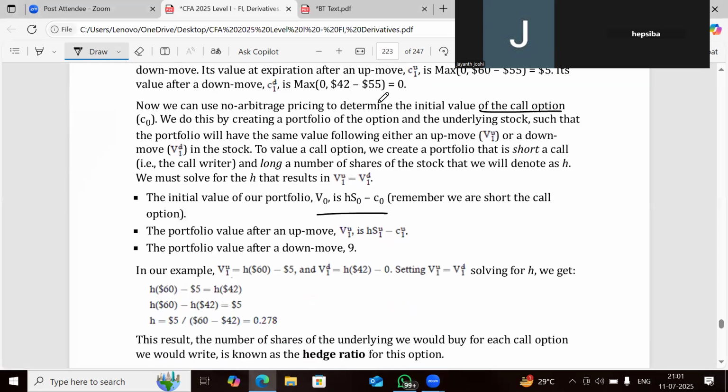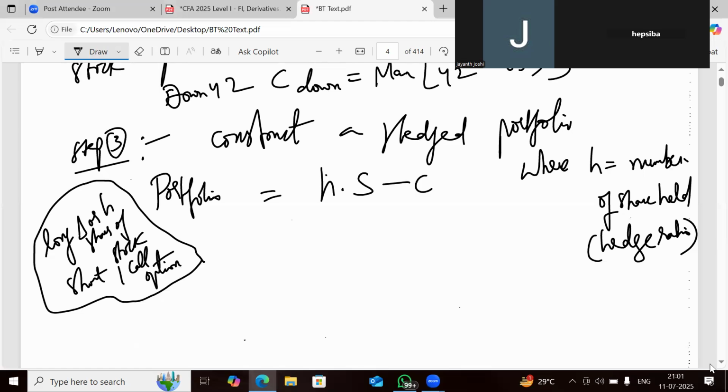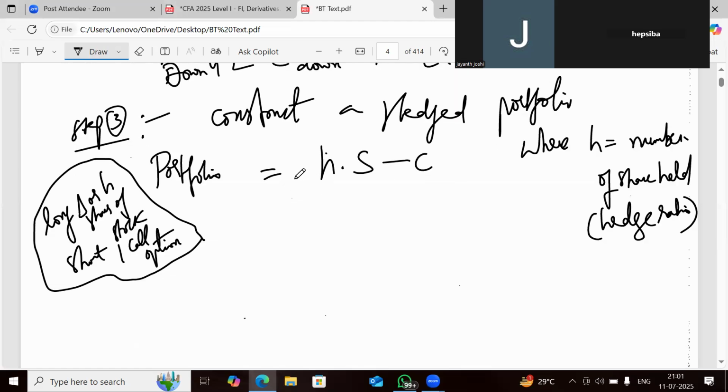So this is the portfolio that they are making. I was saying, not always will they be equal, right? If I take one share and short a call option, and make a portfolio, it's not that they will always have equal values. To make them equal, we are calculating the hedge ratio. See here, I will explain in a different page.